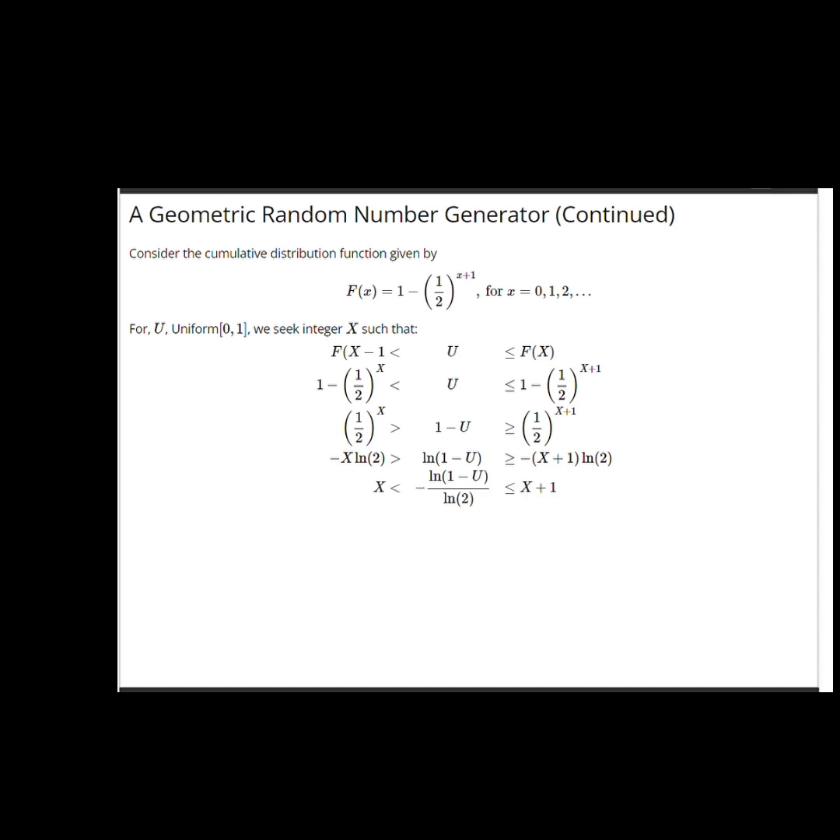And we end up with the following statement: x is less than minus log of 1 minus u over log 2, which is less than or equal to x plus 1. That identifies x for us. It says that we compute the value in the middle, minus log of 1 minus u over log 2, and round down to the next lowest integer to obtain the value of x. It's what's commonly called the floor of that number.